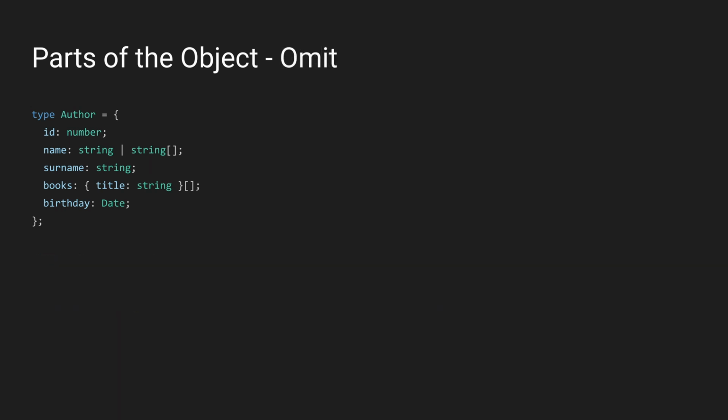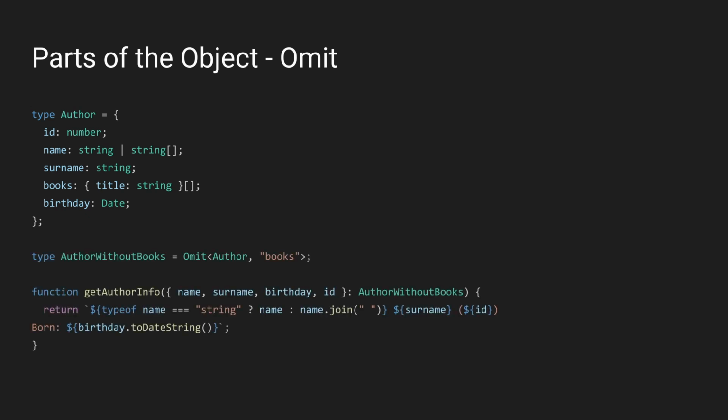Conversely, omit works by specifying the keys to be excluded from the resulting object type. We create the author without books type by using omit. The syntax is similar to pick. As the first argument, we pass the object type, and the second argument is a union of keys to be removed. Of course, we are able to pass only one key if needed, as in the example.